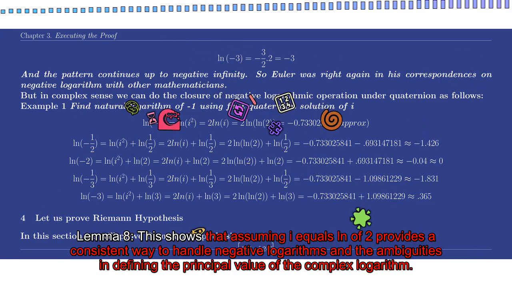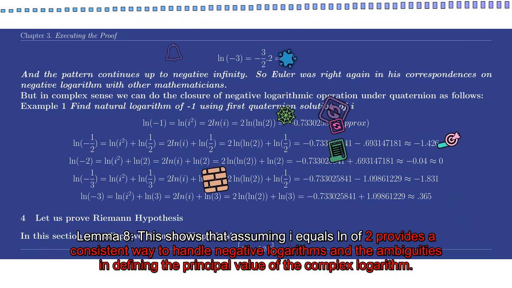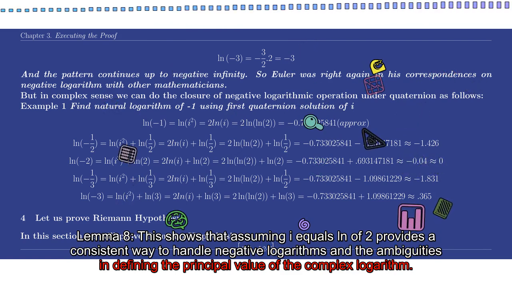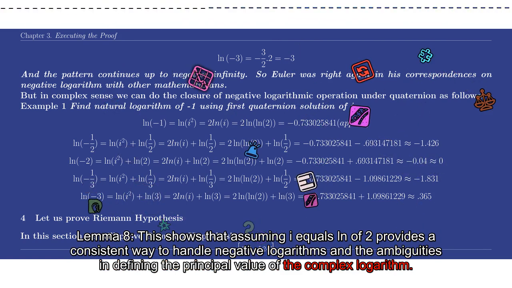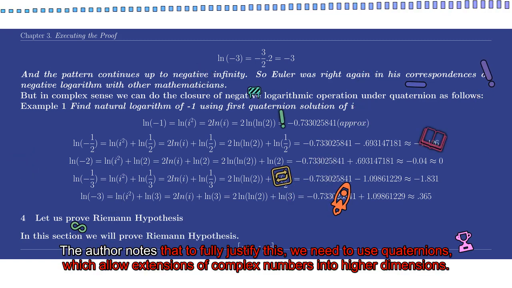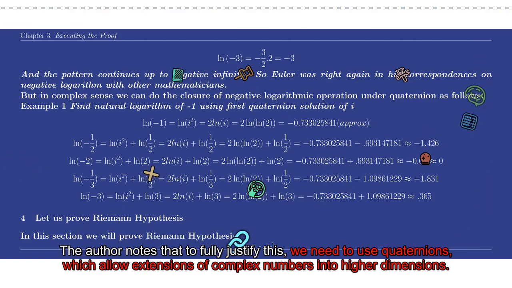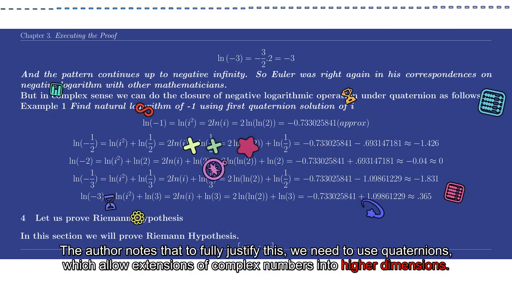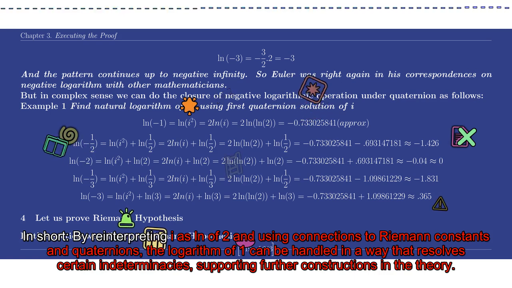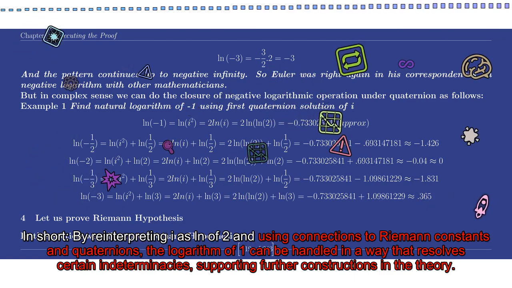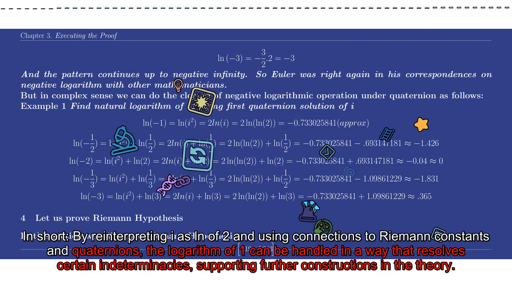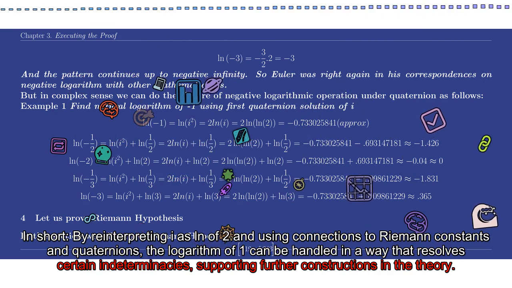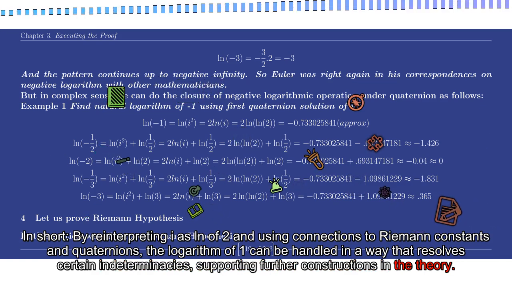Lemma 8. This shows that assuming i equals ln of 2 provides a consistent way to handle negative logarithms and the ambiguities in defining the principal value of the complex logarithm. The author notes that to fully justify this, we need to use quaternions, which allow extensions of complex numbers into higher dimensions. In short, by reinterpreting i as ln of 2 and using connections to Riemann constants and quaternions, the logarithm of 1 can be handled in a way that resolves certain indeterminacies, supporting further constructions in the theory.